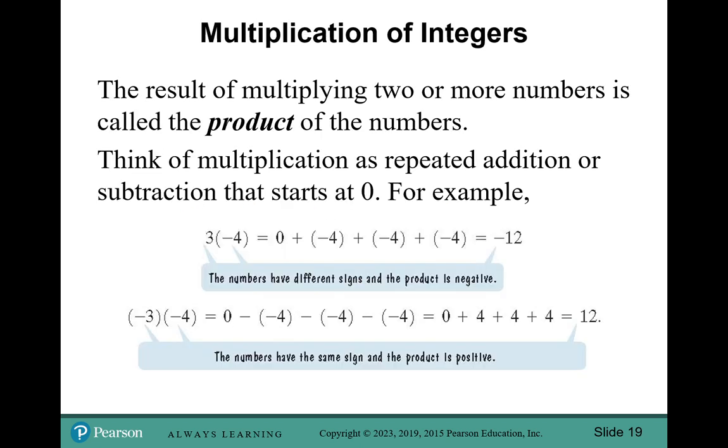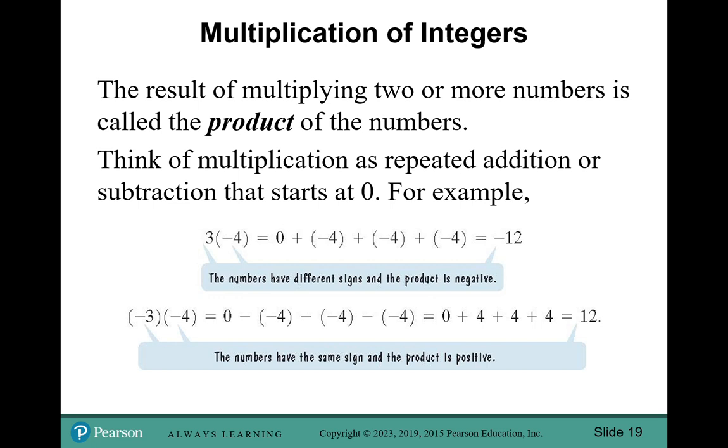Let's look at the multiplication of integers. The result of multiplying two or more numbers is called the product of the numbers. Think of multiplication as repeated addition or subtraction that starts at 0. For example, 3 times negative 4 is 0 plus negative 4 plus negative 4 plus negative 4, which is negative 12. The numbers have different signs, therefore the product is negative.